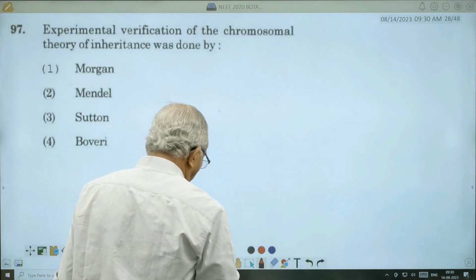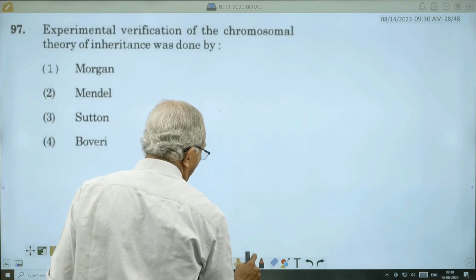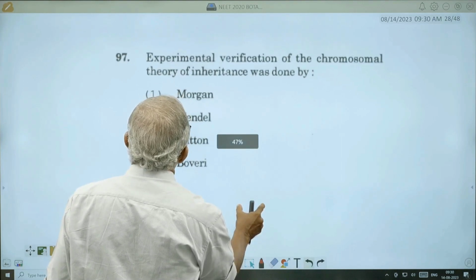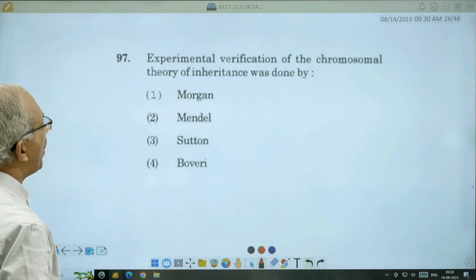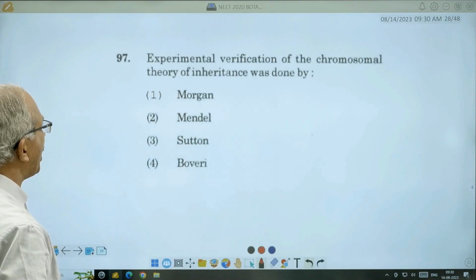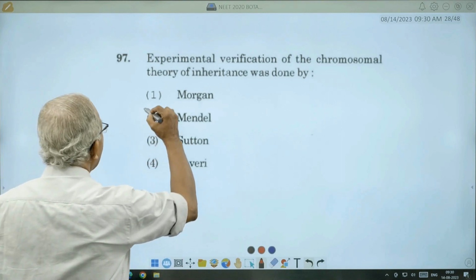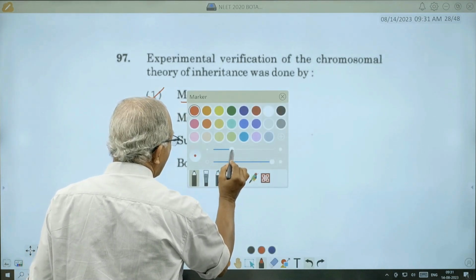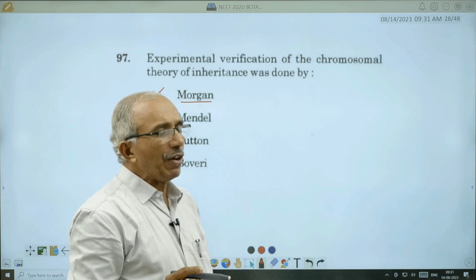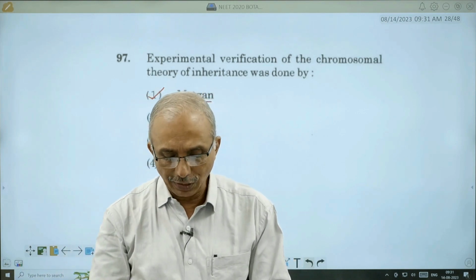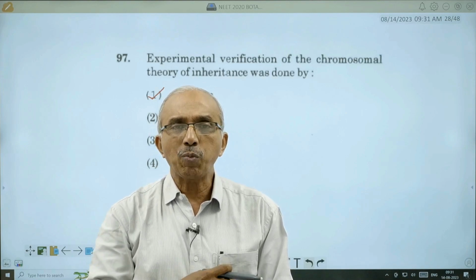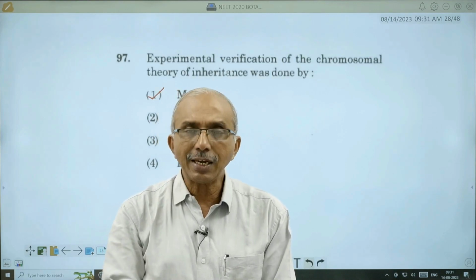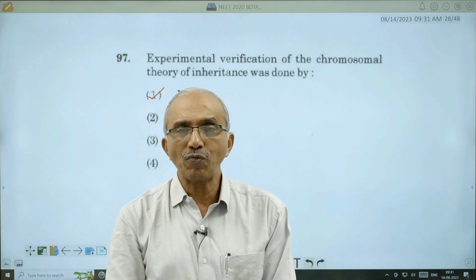Next, experimental verification of chromosomal theory of inheritance. It was done by Morgan. The experimental proof was provided by Thomas Hunt Morgan by conducting experiments in Drosophila.